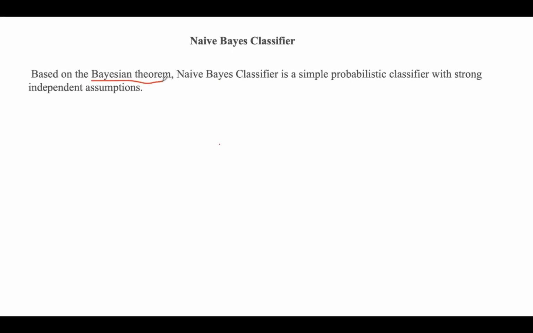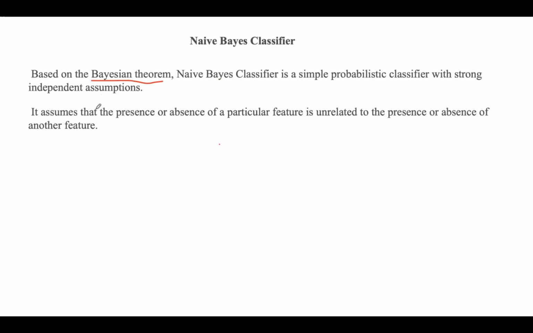Why it is called Naive Bayes: in real world problems, usually predictor variables aren't always independent of each other. So there are always some correlations between them. Since Naive Bayes considers each predictor variable to be independent of any other variable, it is called Naive. Here it assumes that the presence or absence of a particular feature is unrelated to other features. So it considers all predictor variables to be independent of other variables. So it is called Naive.